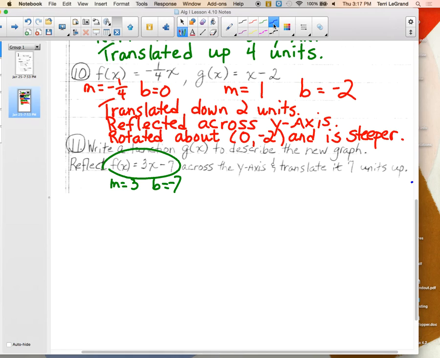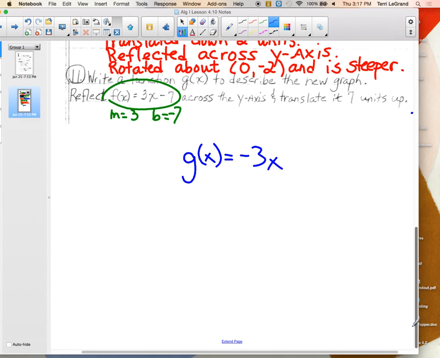Okay, you guys keep working while Kayla's doing it. Don't keep copying her. Think for yourself. And then you can see if you agree with her when you're done. Or if you want to challenge. Okay, Kayla got g of x is equal to negative 3x. Everybody agree? Sadie's got the same thing. What about a few others?